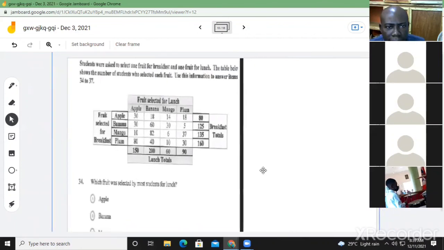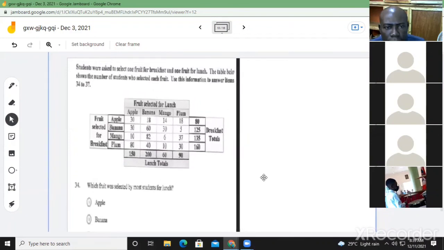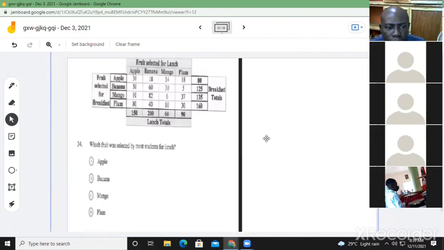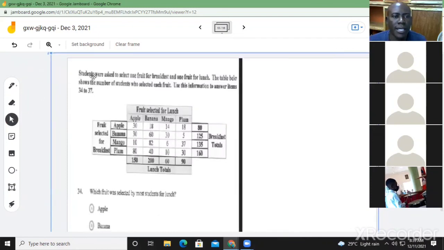All right, if I get it bigger, all right. We're going to read that and then I'm going to put it up so we can do the maths. So we could read it. It says students were asked to select 1 fruit for breakfast and 1 fruit for lunch. Everybody see that? 1 fruit for breakfast, sir. 1 fruit for lunch.